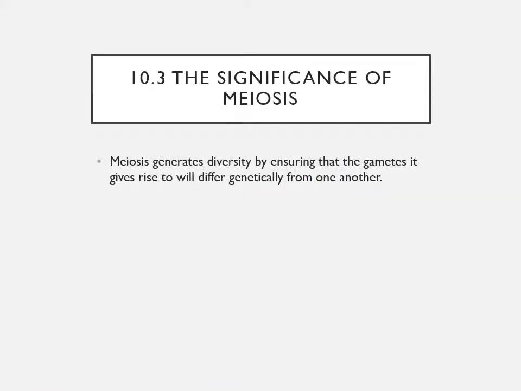Now, the main significance of meiosis is that meiosis generates diversity by ensuring that the gametes it gives rise to will differ genetically from one another. And what this means is, like we talked about earlier, that every egg cell or sperm cell that you produce is different from every other egg or sperm cell you produce due to that crossing over. So through meiosis, you're mixing up your DNA and you're producing all these different types of sperm or egg cells. And this helps ensure that all the different genes you have get passed on to your offspring randomly.